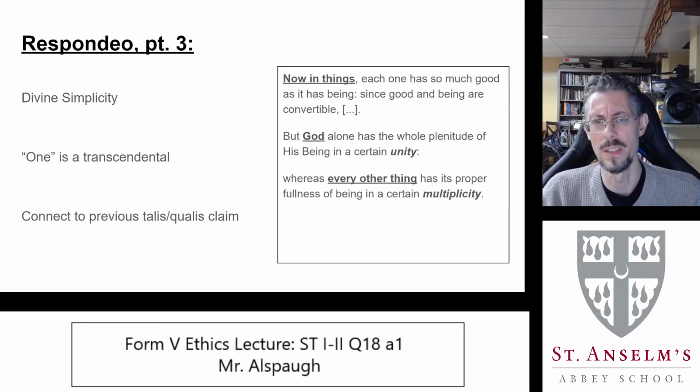I've omitted, in the brackets there, the citation. He's referring back to the first time he gave the convertibility argument in the Summa, in Prima Pars, question 5, which I taught my students when they were in 9th grade. Back to the text. But God alone has the whole plenitude of his being, his esse, in a certain unity, whereas every other thing has its proper fullness of being in a certain multiplicity.